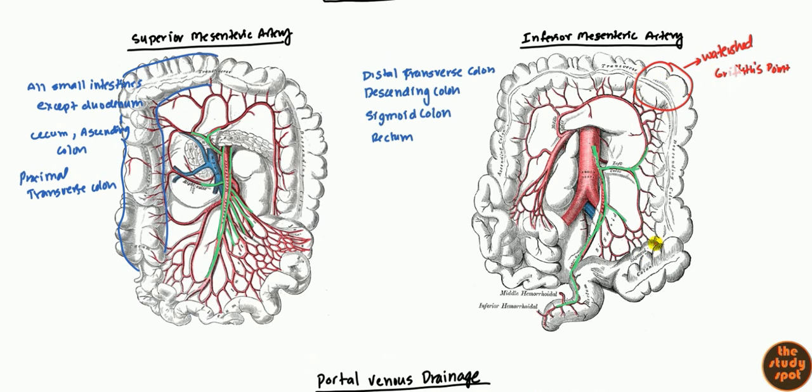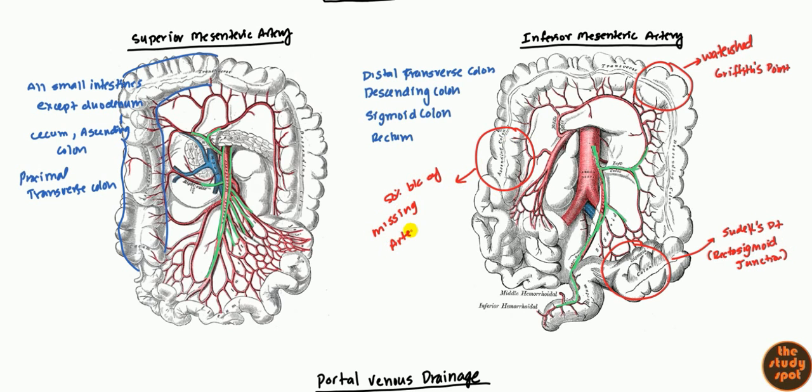The next is going to be Sudeck's Point, which is here at the recto-sigmoid junction. That's another area just like Griffith's Point. And here in the ascending colon, the artery of Drummond is missing in about 15% of people. The individuals who are missing this artery might actually experience ischemia here. So this could be a watershed marker here as well. But again, only 50% of the population have it.